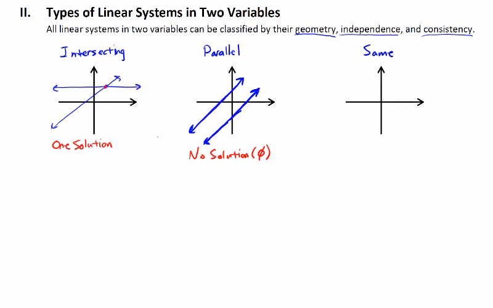And then the third possibility is the same line. So if you have a line, let me use red to illustrate the second line so you can see that there is another one right on top of it. You have two lines, one on top of the other. So in that situation, every ordered pair that's on the blue line would also exist on the red line. So therefore, there would be infinitely many solutions.